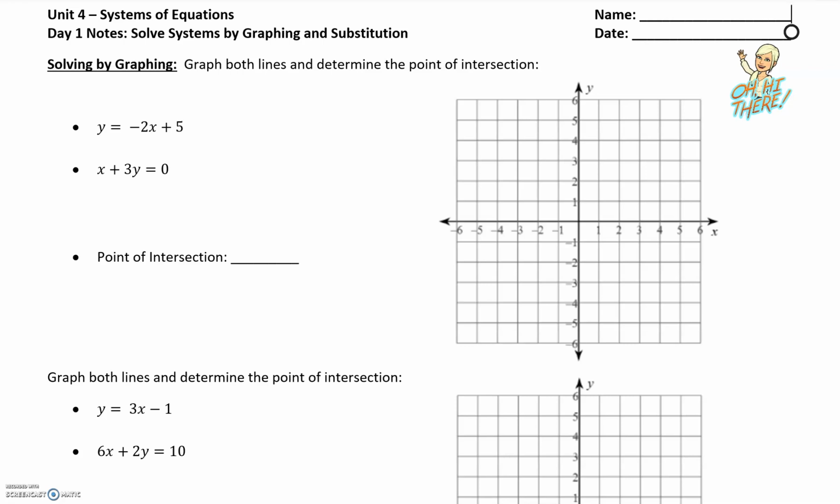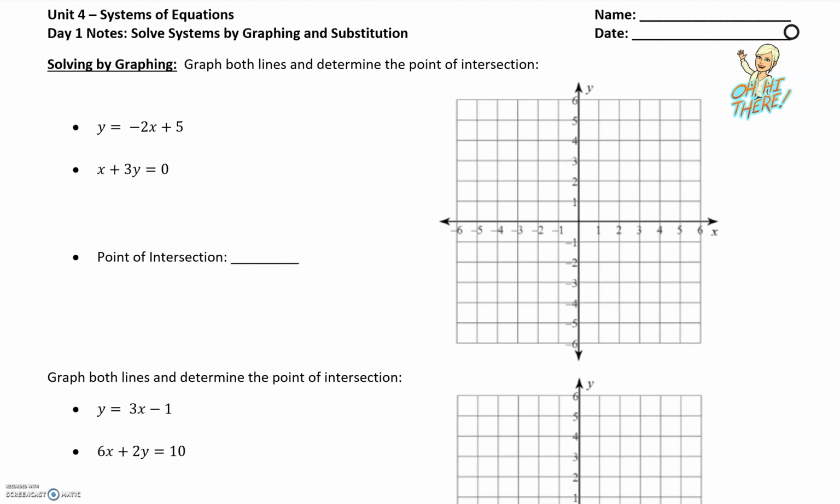We are going to be looking at solving systems of equations. Today we're going to talk about two methods to do that. We're going to talk about how to solve our systems using graphing, and then we're also going to talk later about how to solve systems using substitution. So let's start off with graphing.